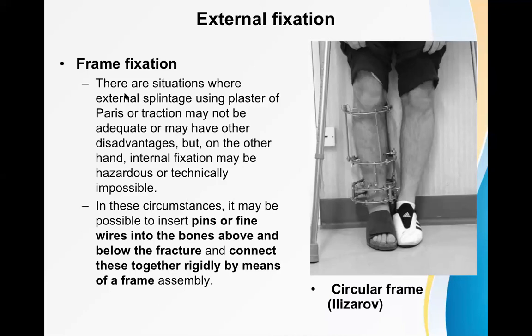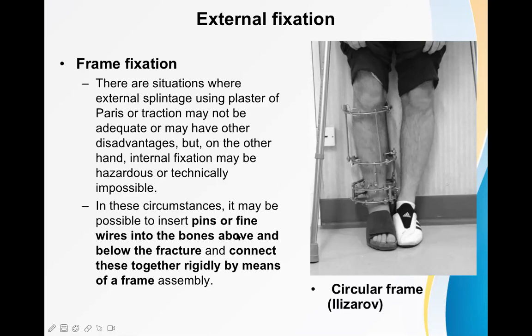There are situations where external splintage using plaster of Paris or traction may not be adequate or may have other disadvantages. But on the other hand, internal fixation may be hazardous or technically impossible. That's what I am explaining just now to you. These are very important examples in compound or open fracture, or in case of comminuted fracture, for example, there are multiple pieces there. In this condition, external fixation is a wonderful choice.